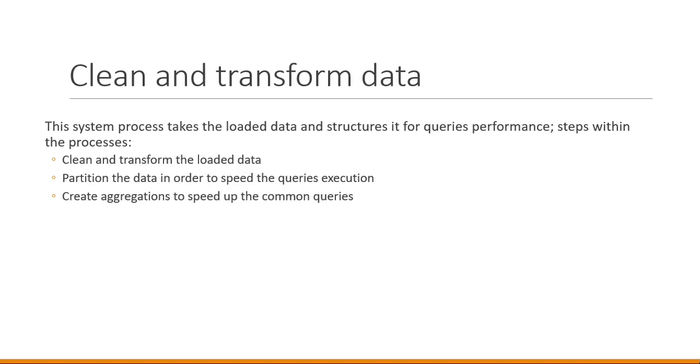The second process of data warehouse architecture is clean and transform the data. This process takes the loaded data and structures it for query performance. Steps within this process are to clean and transform the loaded data. At the very beginning of extract and load, only some simple kinds of transformations are performed. But to make data consistent, noise-free, error-free, and redundancy-free, rigorous cleaning and transformations are necessary.